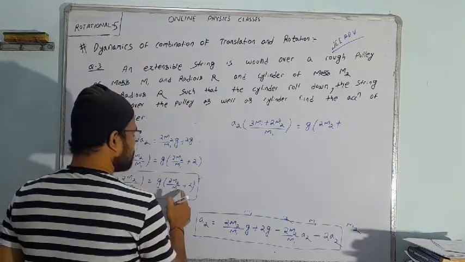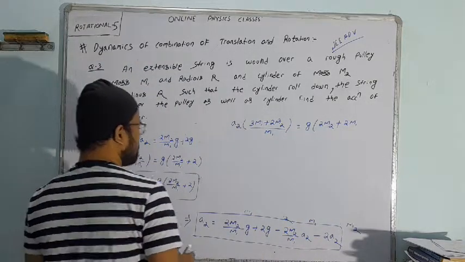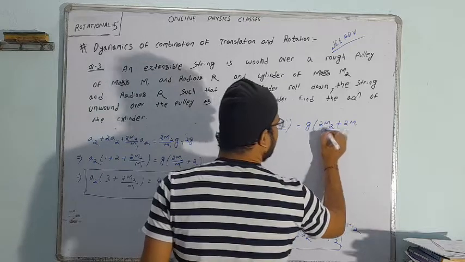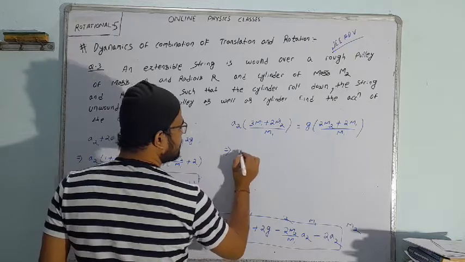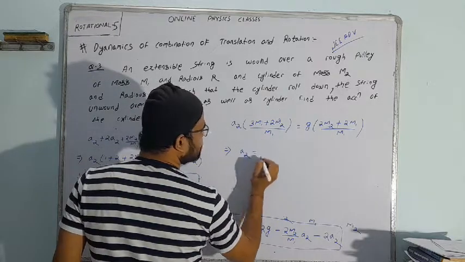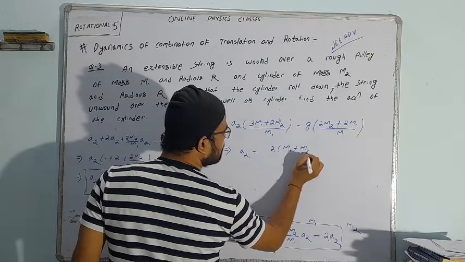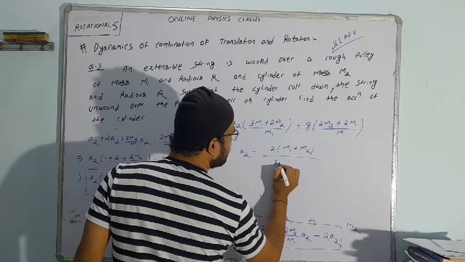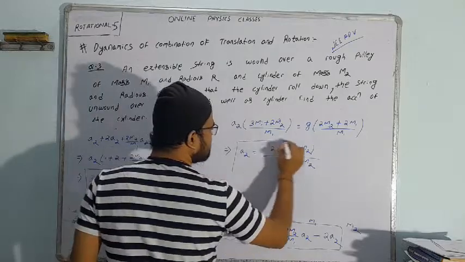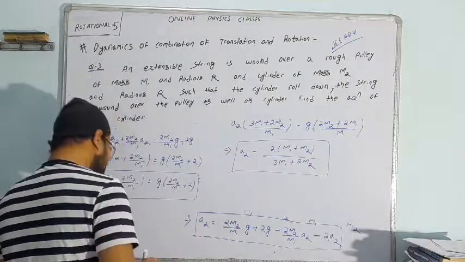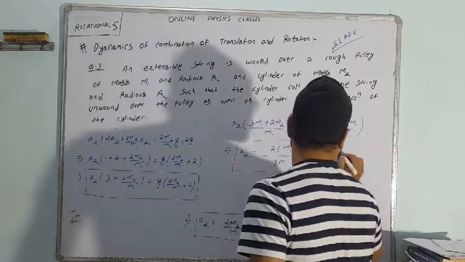Okay, solve this equation. We get a2 is equal to, m1 cancels both sides, so we take 2 common, that is m1 plus m2, and this is 3m1 plus 2m2. So this is the acceleration of cylinder A2. Okay, this is the acceleration of the cylinder. So this is the answer.